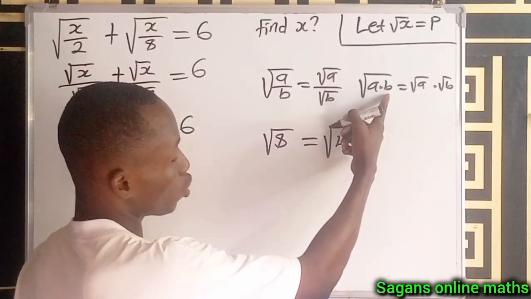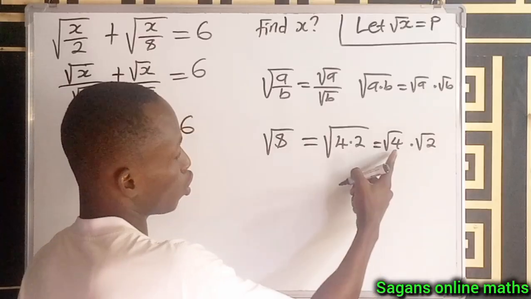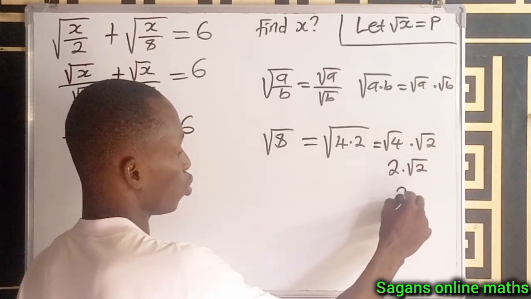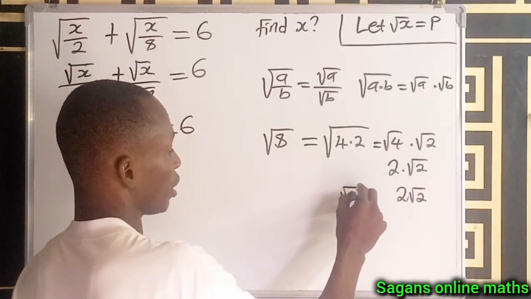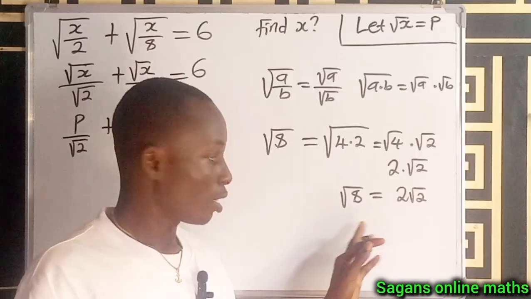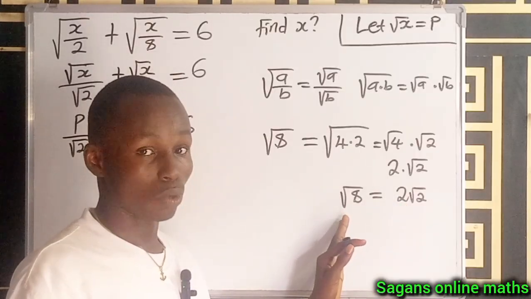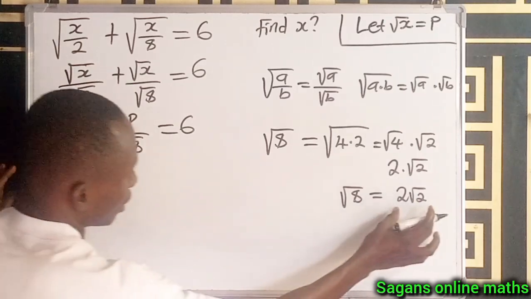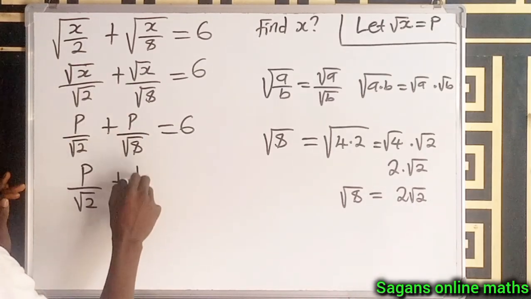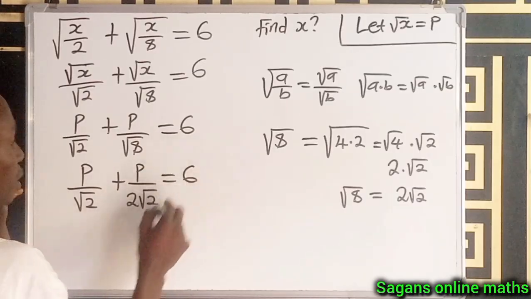And by obeying this rule of surds, this is equal to root 4 multiplied by root 2. The square root of 4 is 2, so this is 2 multiplied by root 2, which is 2 root 2. It means that root 8 is equal to 2 root 2 in the simplest form. They are the same, but this is in the simpler form. Now we are not wrong if we decide to write this as p divided by root 2 plus p divided by 2 root 2 equals 6.